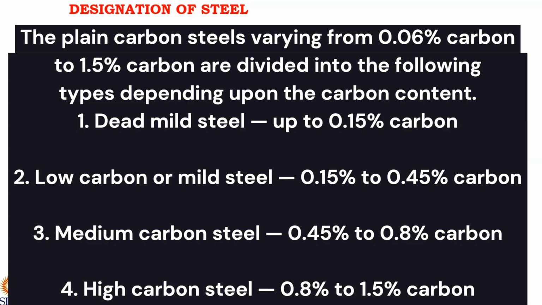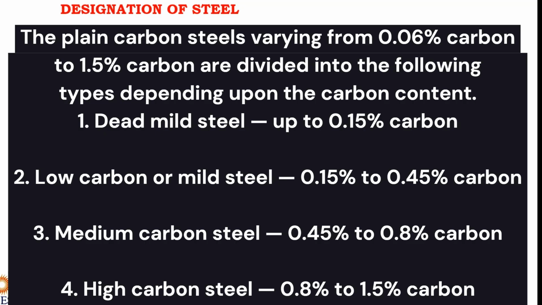I am repeating, you remember this. Whenever I am saying mild steel, it means that it is a plain carbon steel which contains carbon from 0.15% to 0.45% on an average. Then if I am saying about the medium carbon steel, then it contains carbon from 0.45% to 0.8%. And if the carbon content is from 0.8% to 1.5%, then we call it as high carbon steel. And what if the carbon content is more than 1.5? If the percentage of carbon is more, then we call it as cast iron, correct? Then we call it as cast iron.